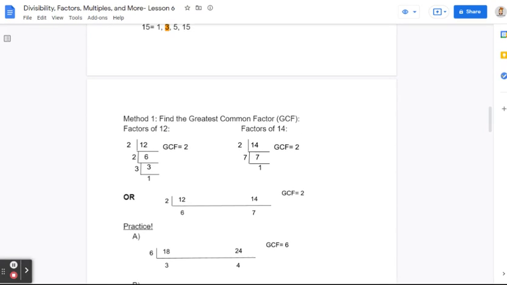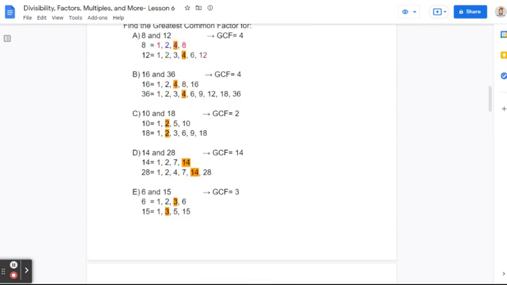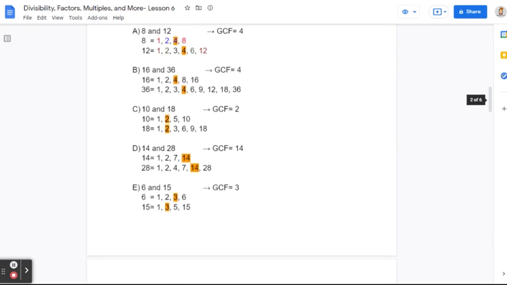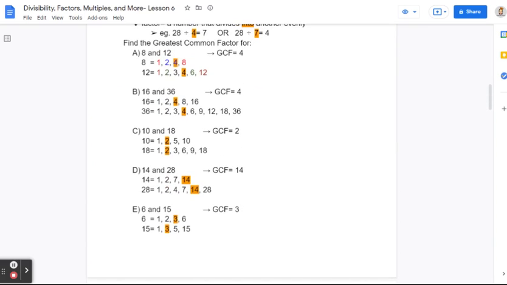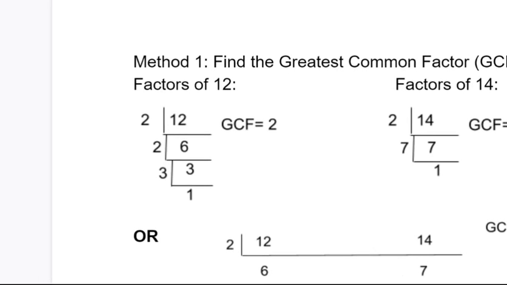Next is another method you can use to find the greatest common factor instead of listing them like we did in part 3a. So basically, I have an example here, factors of 12 and 14. Instead of listing them, I'm going to start with 12, and I'm going to see, okay, what number could be divided into 12? That's going to be 2, for example. 12 divided by 2 is 6. And then I can continue going on because 6 is not a prime number. I have to end with a prime number.